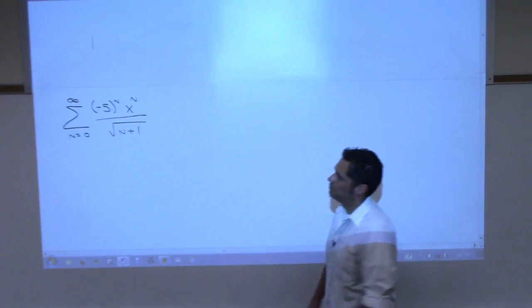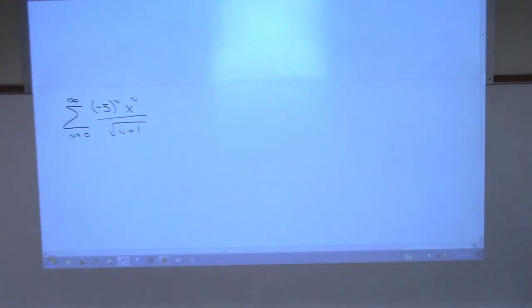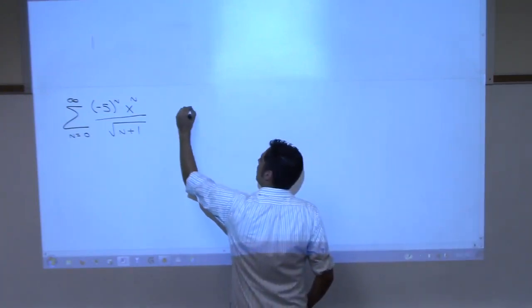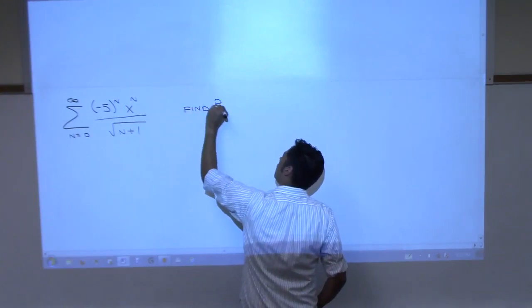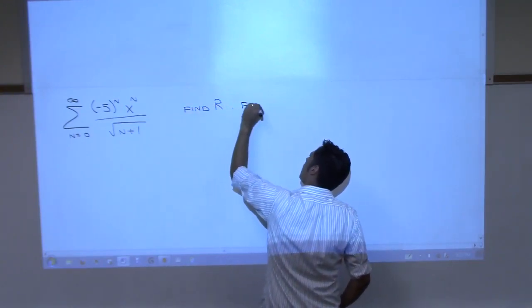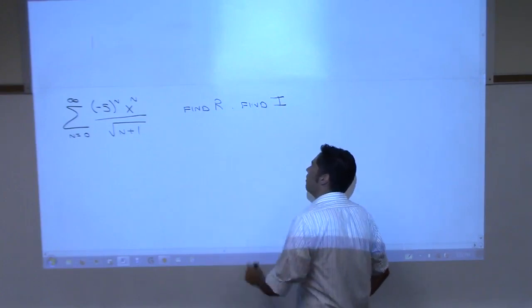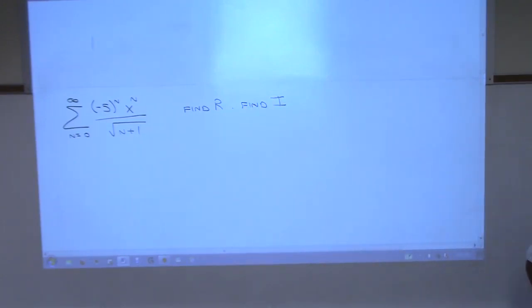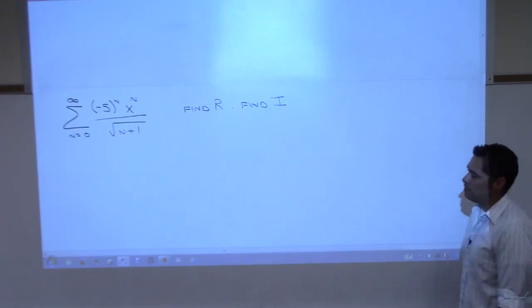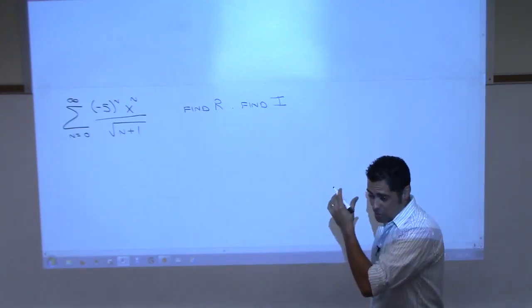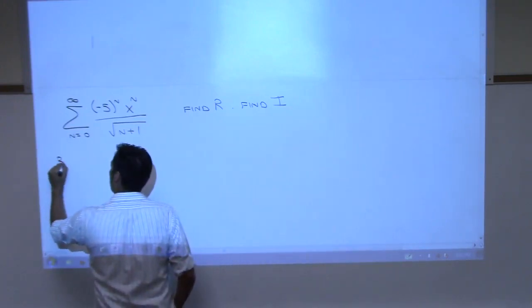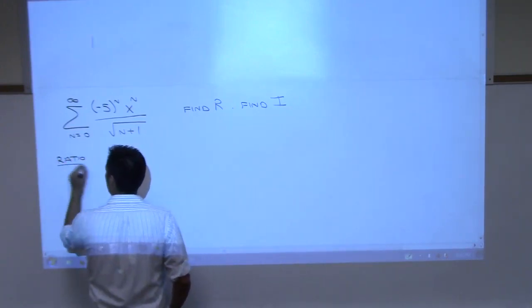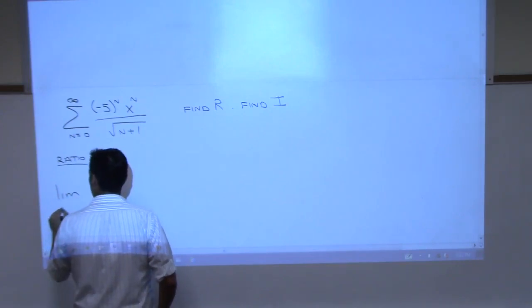There it is. All right. There's your power series. Here's what I want. Find R. Find I. 2 different instructions here. Basically, to get them, we're gonna have to do some work, right? Ratio test first. Limit n goes to infinity.